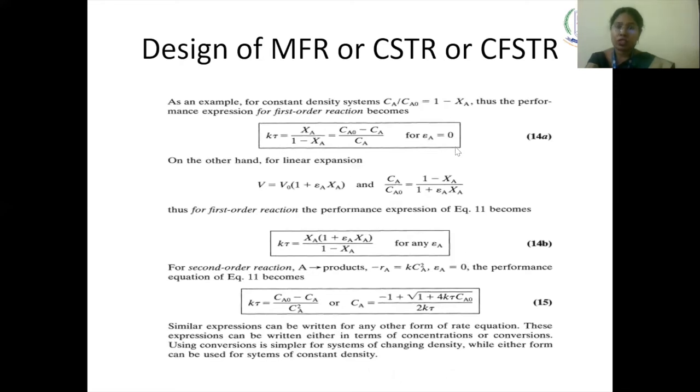The equation for a constant volume first order reaction is K tau equals Xa by 1 minus Xa, which equals (Ca naught minus Ca) by Ca. For any epsilon A first order reaction, it becomes K tau equals Xa into (1 plus epsilon Xa) divided by (1 minus Xa). The second order reaction for constant volume becomes K tau equals (Ca naught minus Ca) by Ca square.